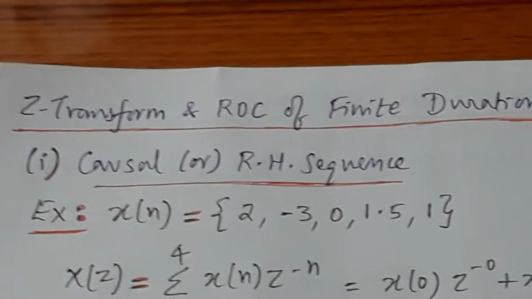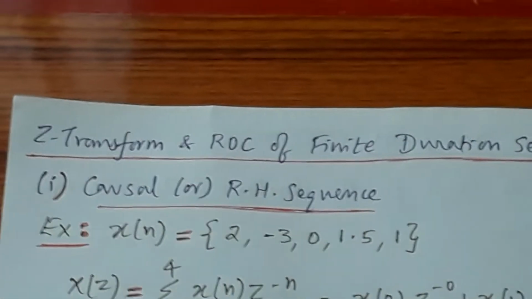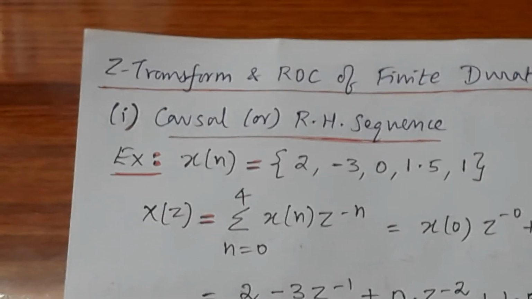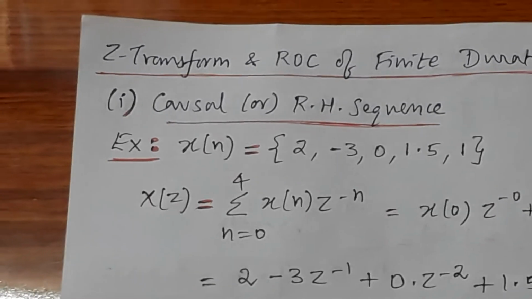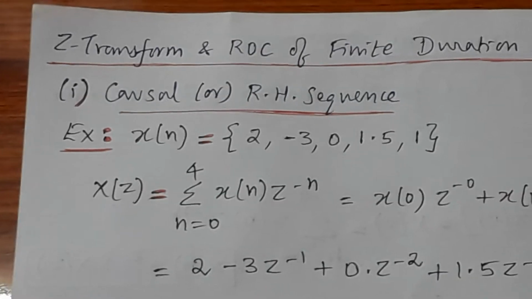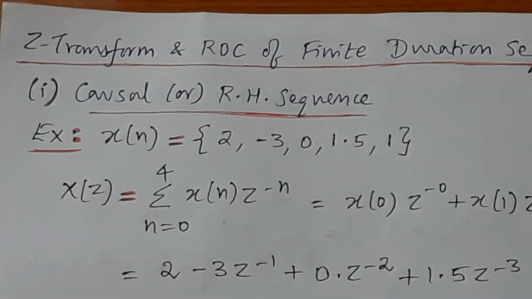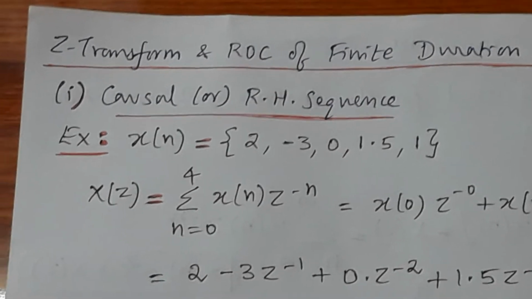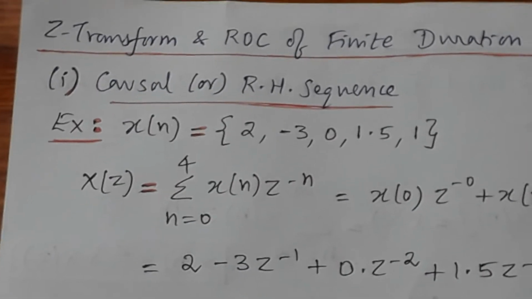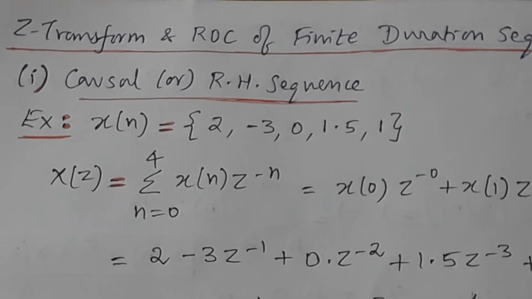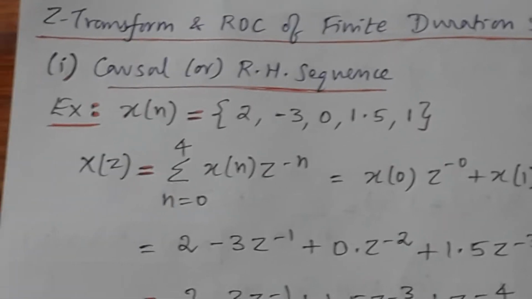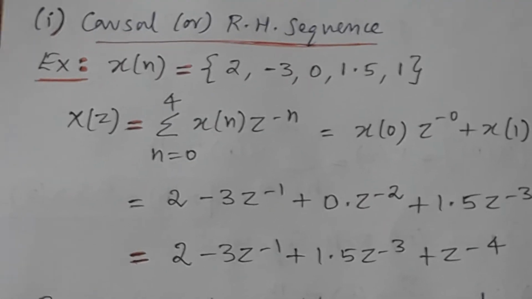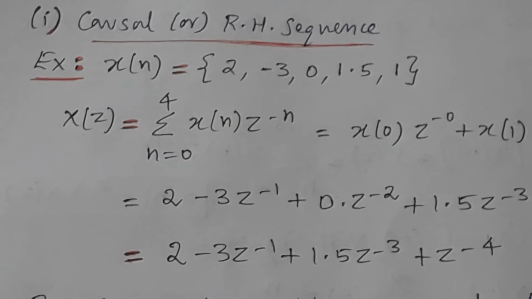Next topic is Z transform and ROC of finite duration sequences. Here a sum will be given, and we have to find Z transform and ROC for that. X of n will be given. First subdivision is a causal or right hand side sequence. If x of n is given as 2, minus 3, 0, 1.5, 1, you should find Z transform and ROC for this. Z transform is given as sigma n equal to 0 to 4 x of n z power minus n.